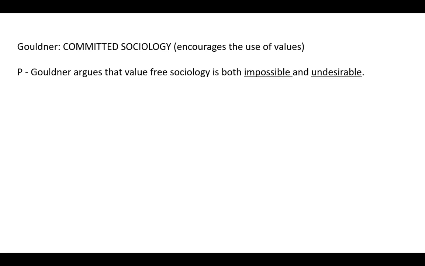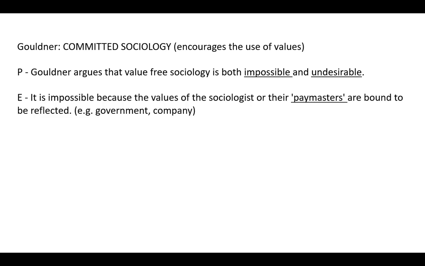Gouldner suggests that value-free sociology is impossible and undesirable. So he would follow Weber in saying it's impossible, but he is going to add on to this that it's actually undesirable. We don't want it to be value-free. It's impossible because the values of the sociologist or their paymasters are bound to be reflected. And that's what we just saw before with Weber and that other diagram with the sticky labels. We are always going to end up using our values.